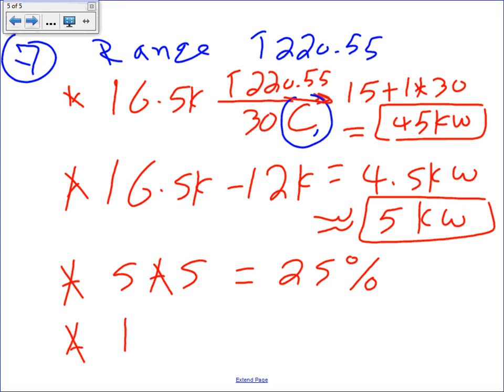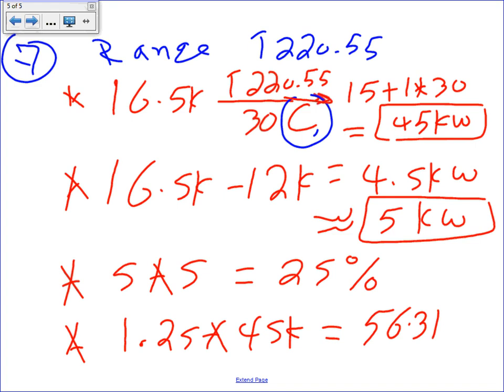So 1.25 times 45 kW. Why 1? Because the 1 accounts for the 45. Why the 0.25? Because that accounts for the increase. So that will be my total. 1.25 times 45 kW equals 56.3 kVA. The kVA and the kW are the same in this case.